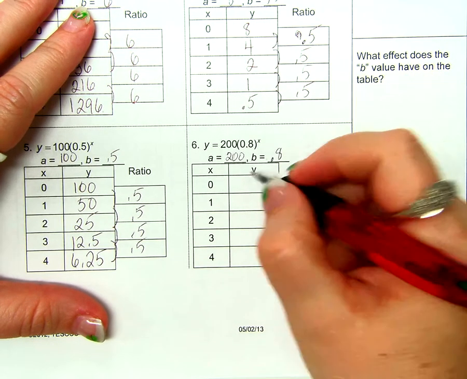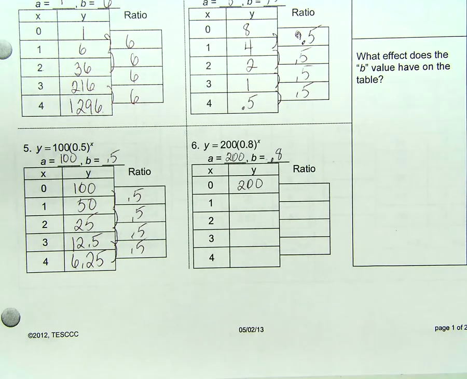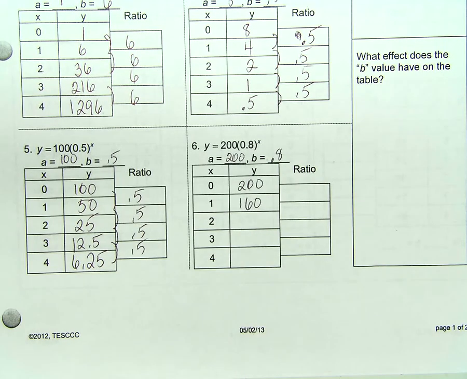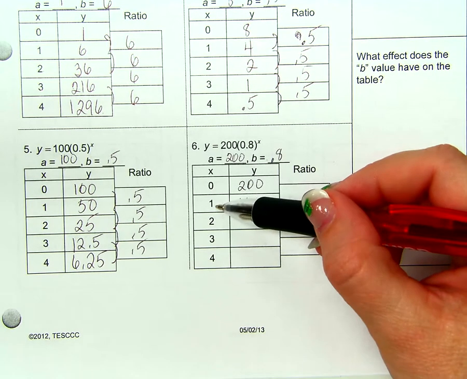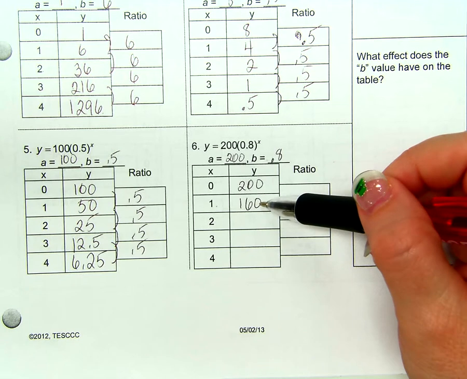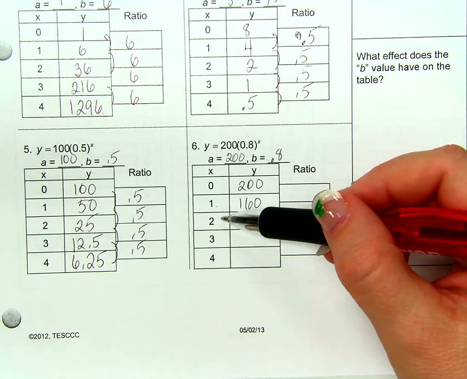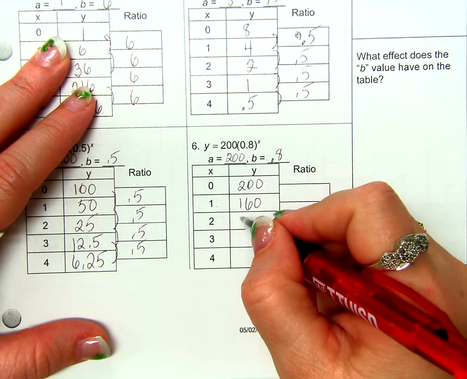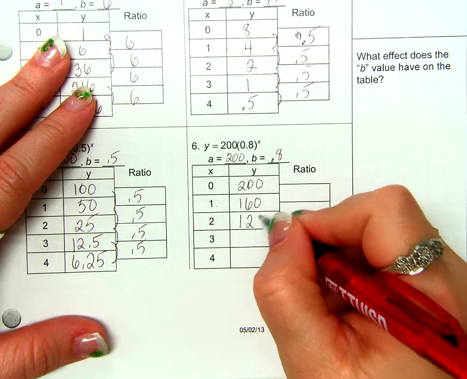1 times 200, 200. 0.8 squared is 0.64 times 200. I think it's 160. Is that right? Okay. 0.8 to the... Oh, what did I do? I wrote it right. I said it wrong. Can I say it right? 0.8 to the first power is 0.8 times 200 is 160. 0.8 squared is 0.64. Times 200, 128.